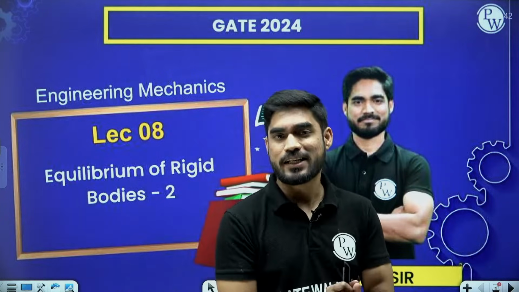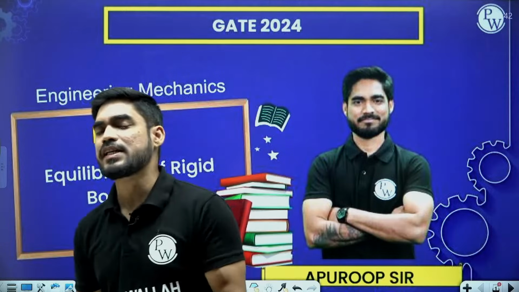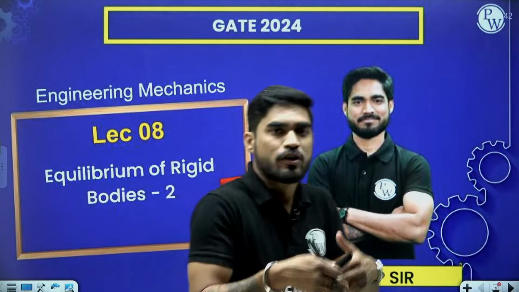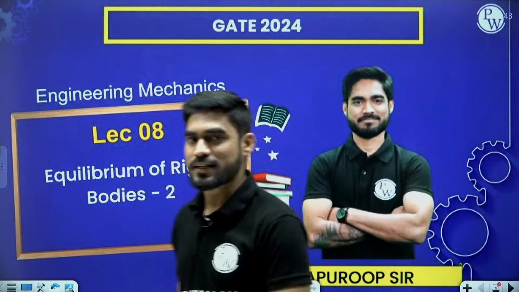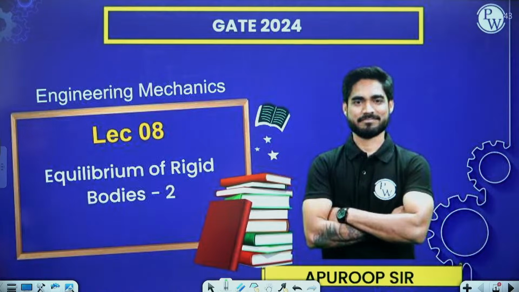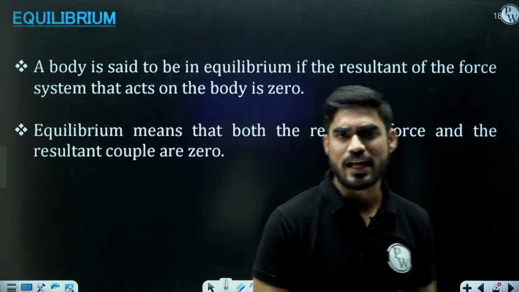In the last lecture we started the equilibrium of rigid bodies, where we have seen how to apply equilibrium equations in order to solve problems of statics. So we are going to continue that discussion, and today we are going to solve a few more problems of that series. Now let's recap whatever we have covered in the last lecture.